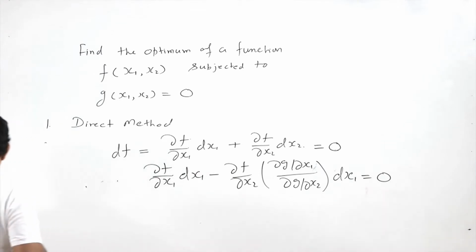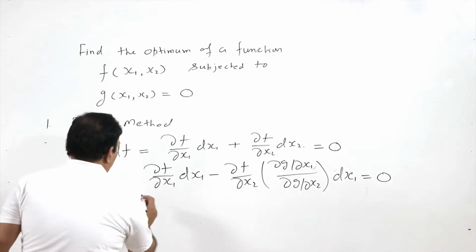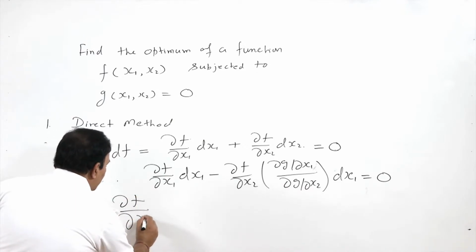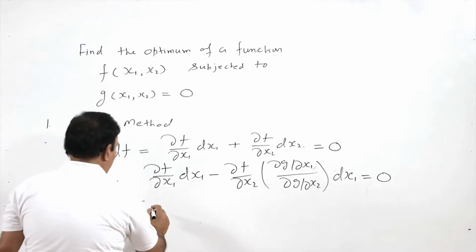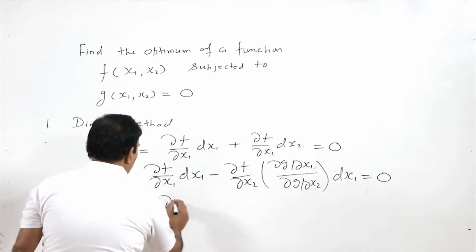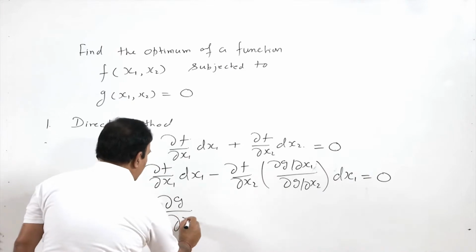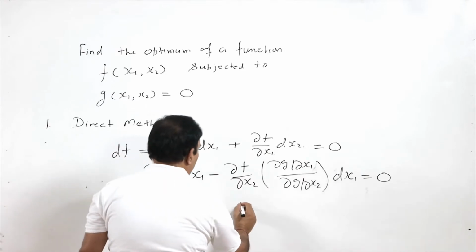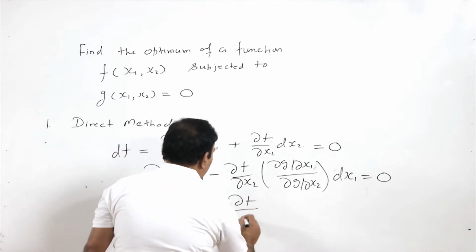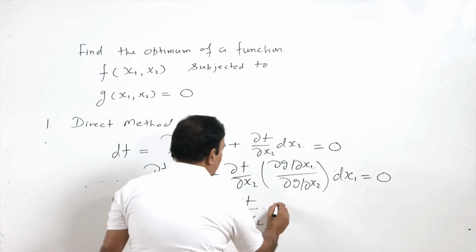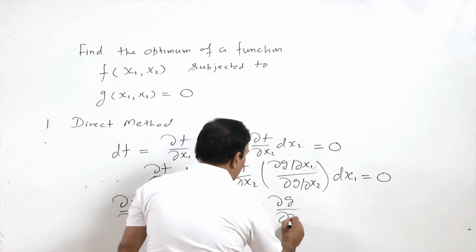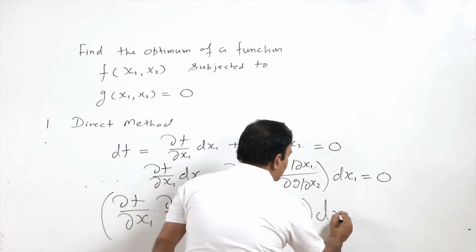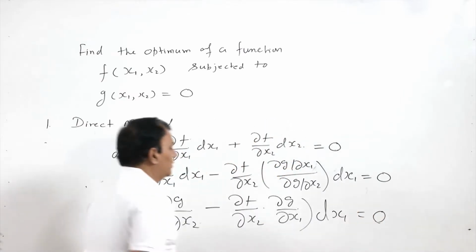So, if I simplify, this is nothing but my ∂f/∂x1 into ∂g/∂x2 minus ∂f/∂x2 into ∂g/∂x1, whole multiplied with dx1 equal to 0.